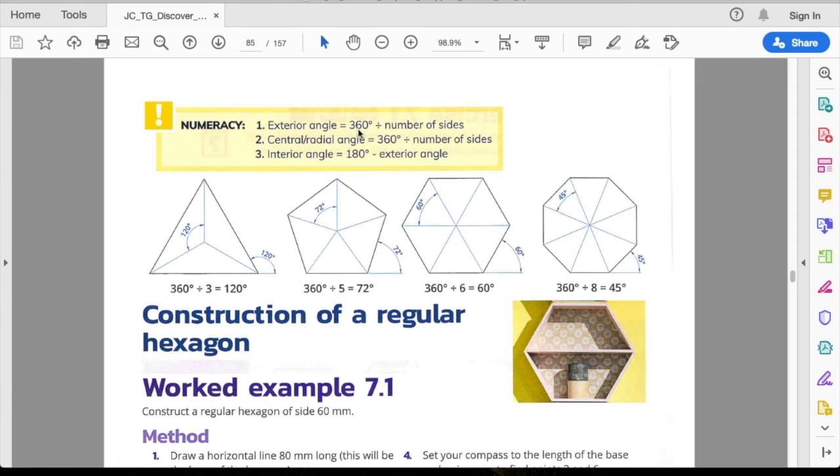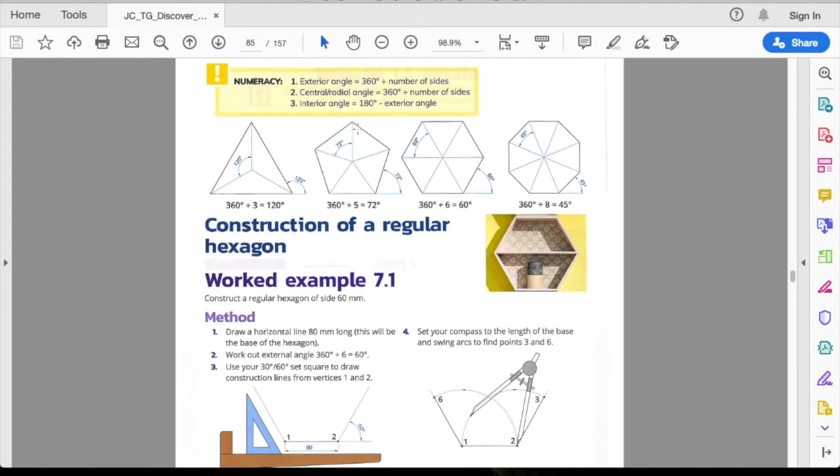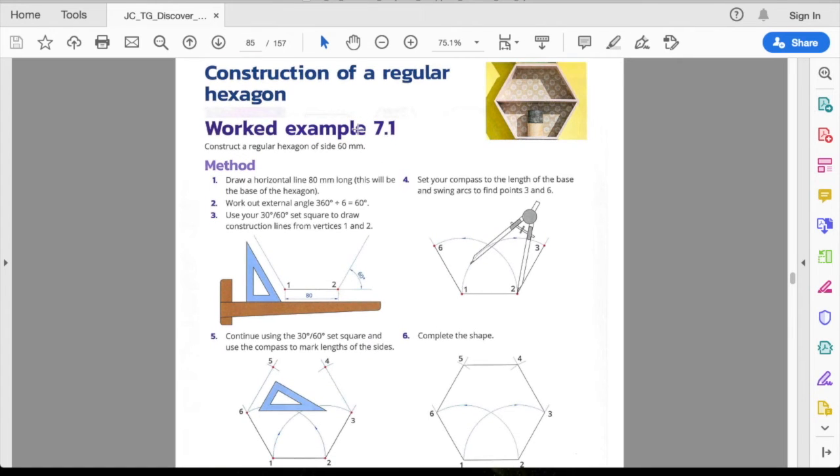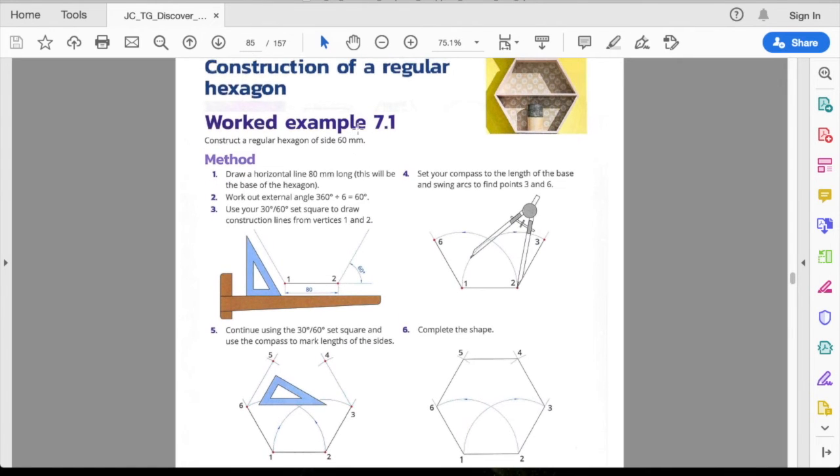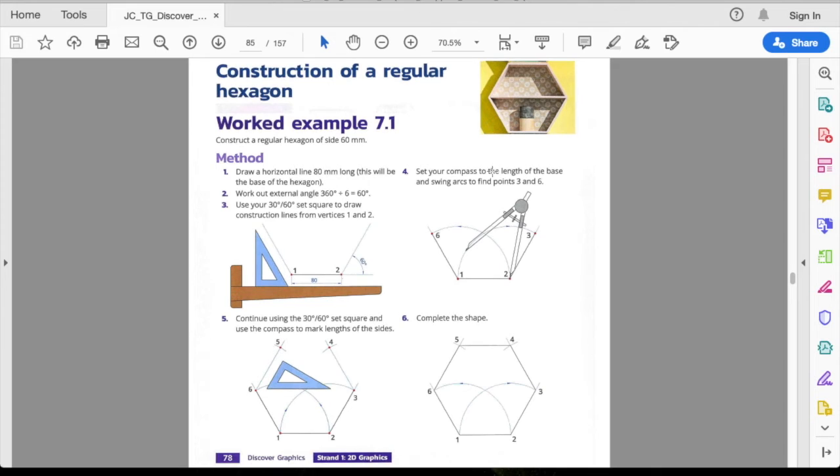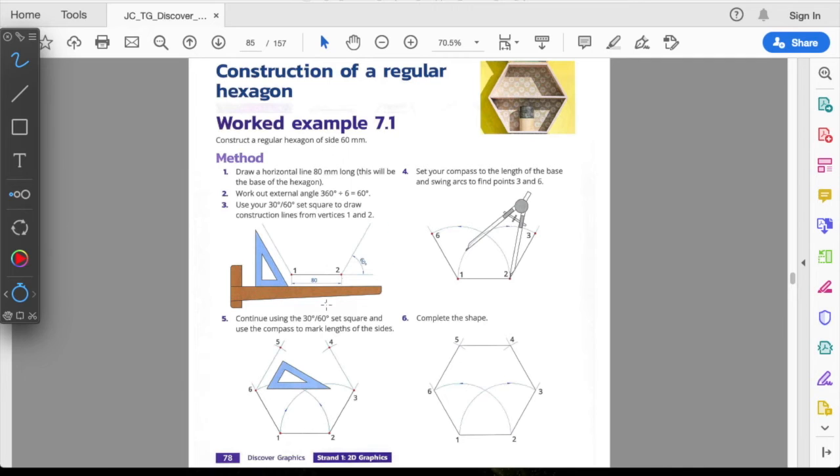So if we move on then to actually drawing a polygon, the first one we're going to look at is a regular hexagon. What we have with this is that it is quite simple. We are going to start off by drawing the base. Okay, so the first thing you'll do is draw the base. Now, in this case, we're just normally going to draw the base horizontally across, okay? And given whatever length of side that you're given.